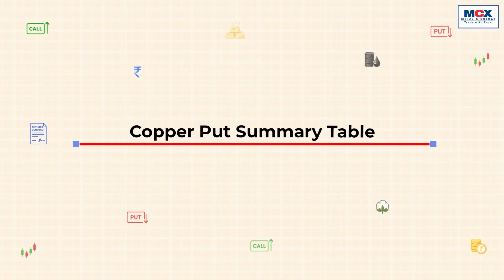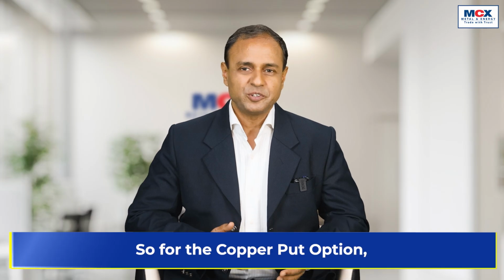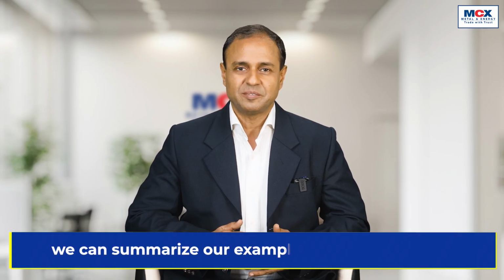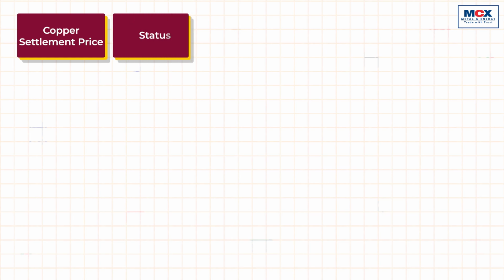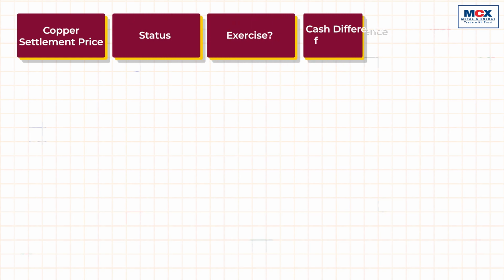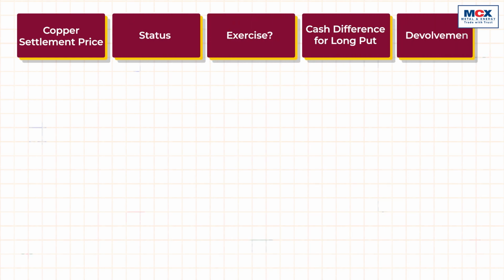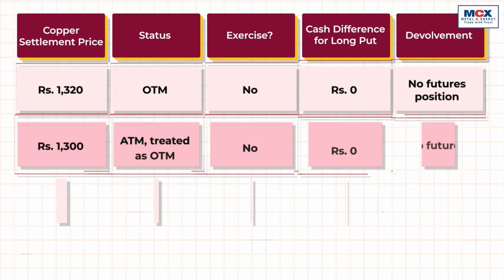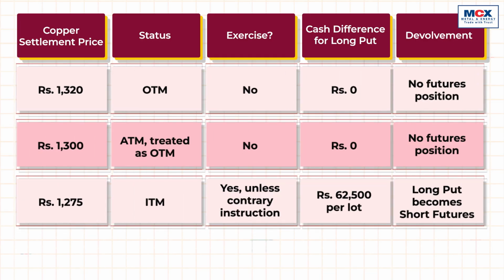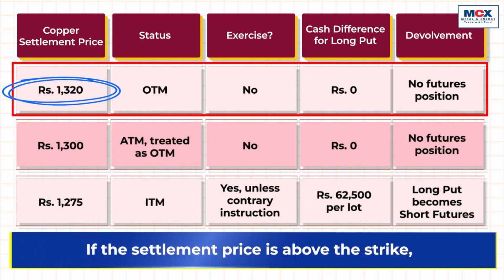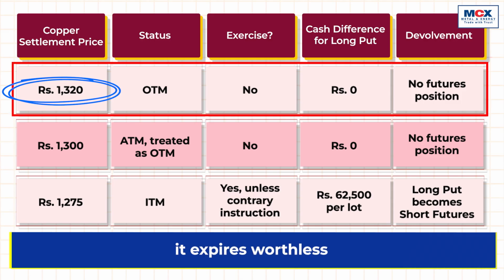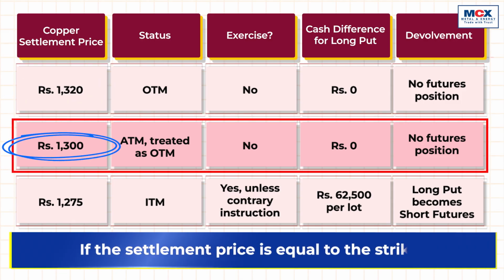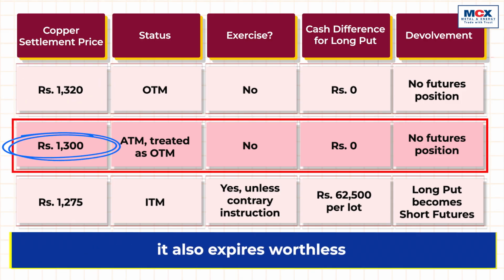Copper put summary table. So for the copper put option, we can summarize our example in the table shown. Copper settlement price, status, exercise, cash difference for long put, devolvement. If the settlement price is above the strike, it expires worthless. If the settlement price is equal to the strike, it also expires worthless.